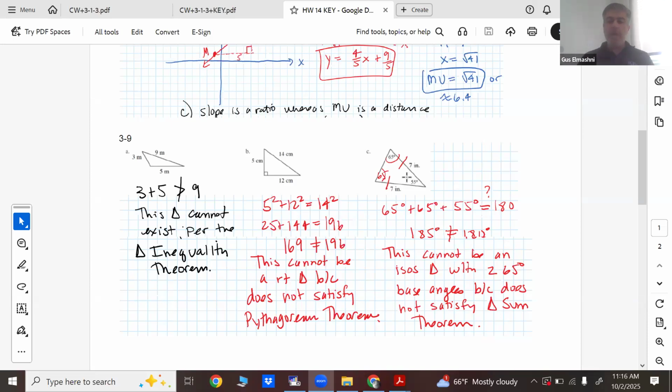And for C, because you have two sides that are the same, the angles opposite those sides must be the same. If you have 55 and 65 already provided, that's 120. That means this would be 60. But the problem is that these angles are different, so these sides wouldn't be the same. It would be a scalene triangle, not an isosceles. So that's the reason why.